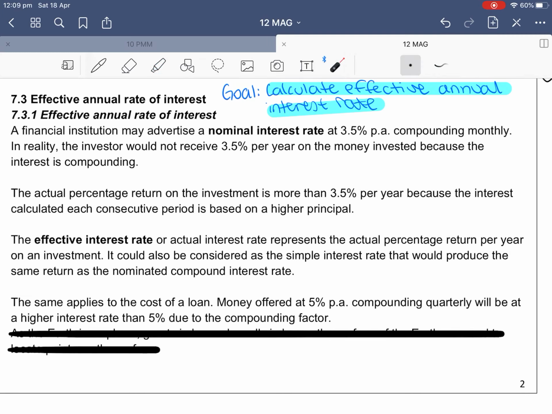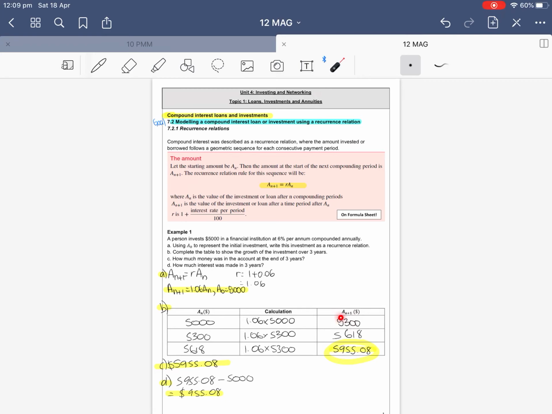If we consider a financial institution advertising a rate of 3.5%, this is normally what we call their nominal interest rate. It's what they're advertising, but it's not really what you get. In reality, the investor doesn't receive 3.5% per year on the money because you have compounding interest. So you actually end up receiving a lot more than that. We saw that in yesterday's example where if we just had it compounding annually, we ended up with $5,300 at the end of the year, which was an easy 6% on top of the $5,000.